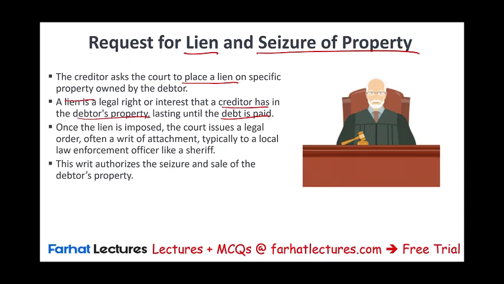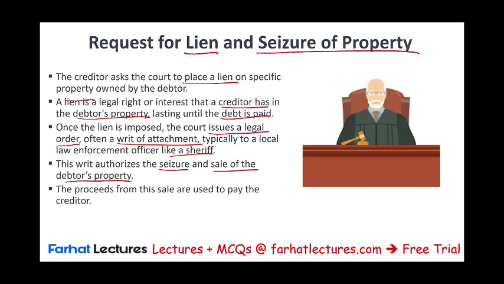Once a lien is imposed, the court issues a legal order, often a writ of attachment, that's the legal term, typically to a local law enforcement officer like a sheriff. And the writ authorizes the seizure and sale of the debtor's property. The proceeds from the sale are used to pay the creditor.